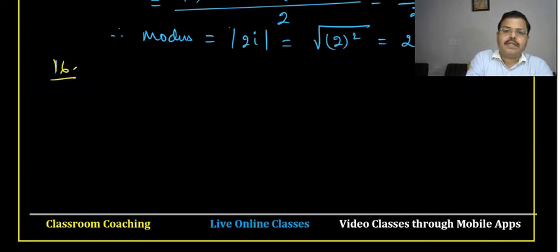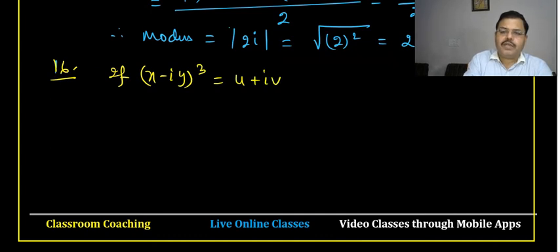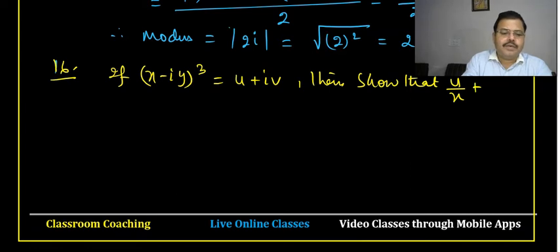For question number 16, the question is given like: if (x minus iota y) whole cube is equal to u plus iota v, then show that u by x plus v by y is equal to 4 times (x square minus y square). That is the question. Okay, so what to do? We will use expanding.